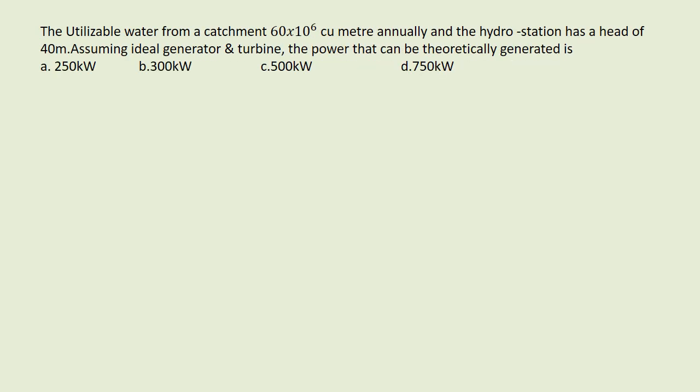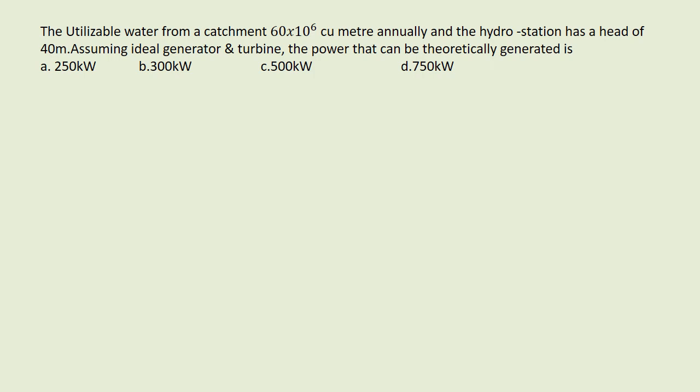So let's start one of the numericals. The question says that the utilizable water from a catchment is 60 into 10 raised to the power 6 cubic meter annually, and the hydro station has a head of 40 meter. Assuming an ideal generator and turbine, the power that can be theoretically generated is, with options A, B, C and D.